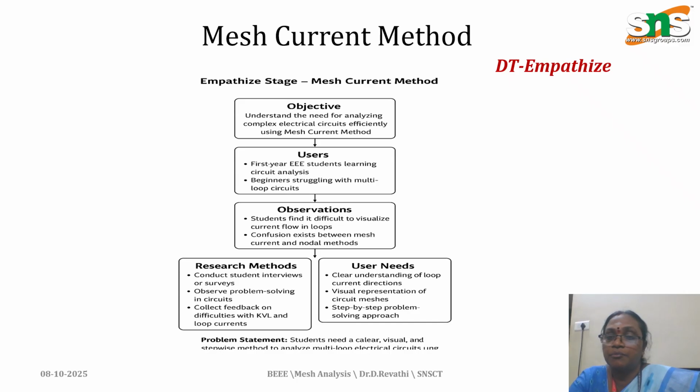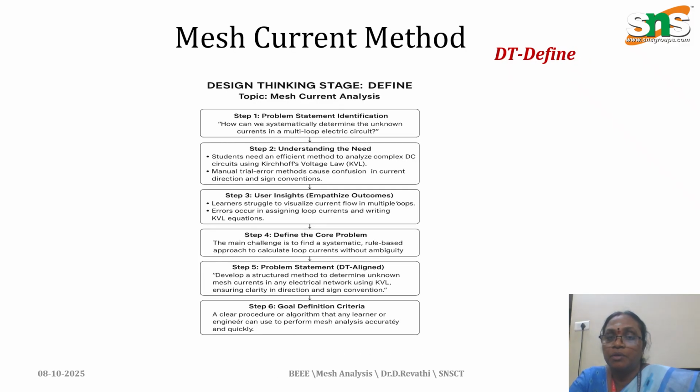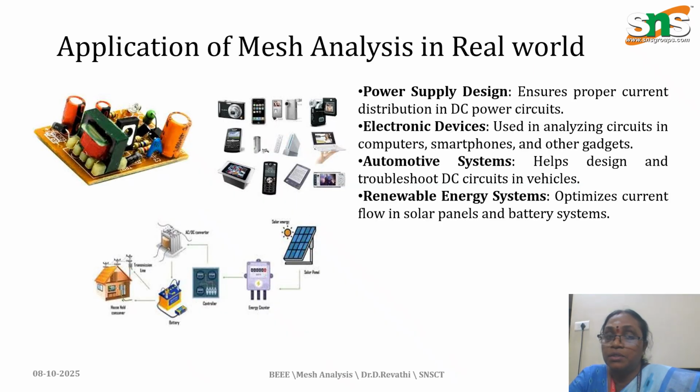First we empathize with the problem, and then we define the problem based on design thinking. We define the problem statement, identify it, and find the core problem based on the empathy. Once we have defined the problem, the next stages of DT are ideate, make a prototype, and test it. We have to apply these stages in real world analysis.